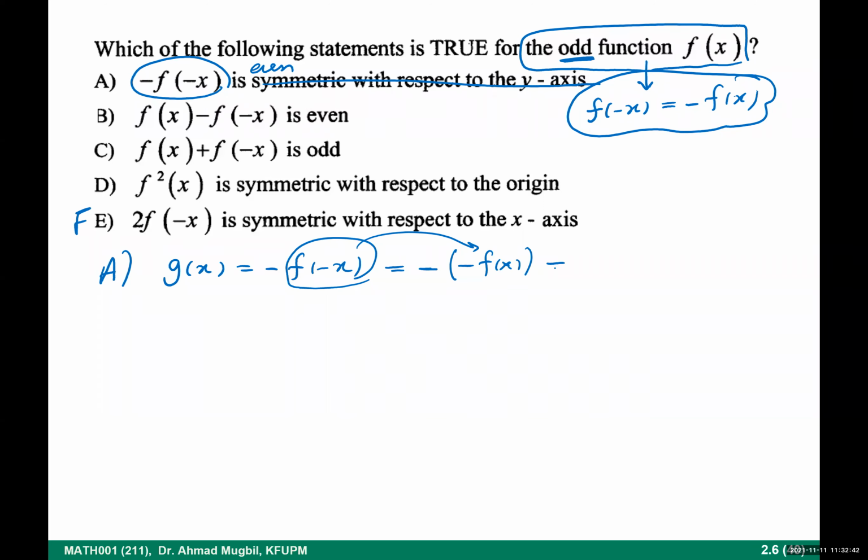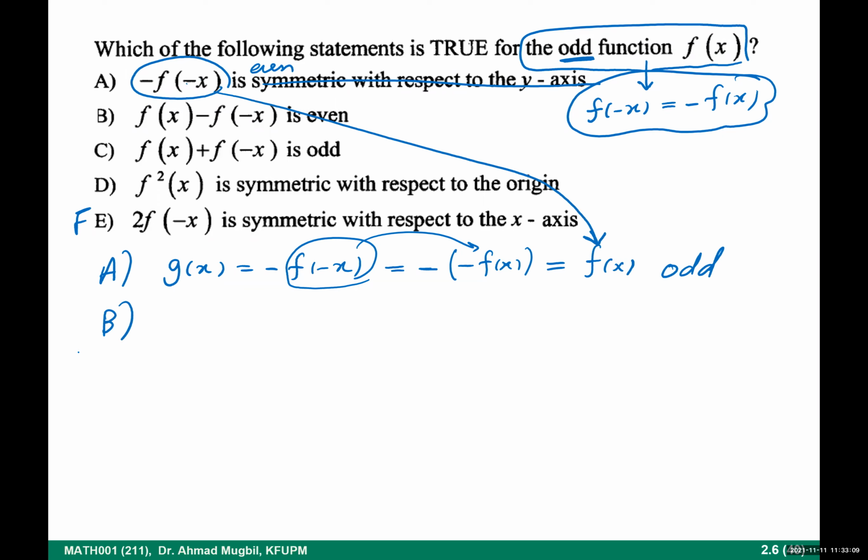So this will give me what? Negative times negative is positive. So this is f of x. This is our function back. So g, this function, is just f. So what is it? Odd, because f is odd.